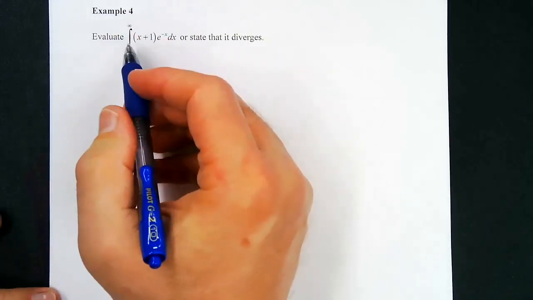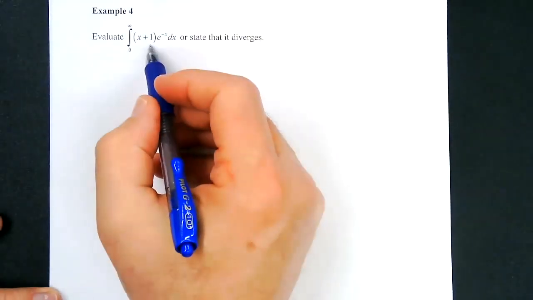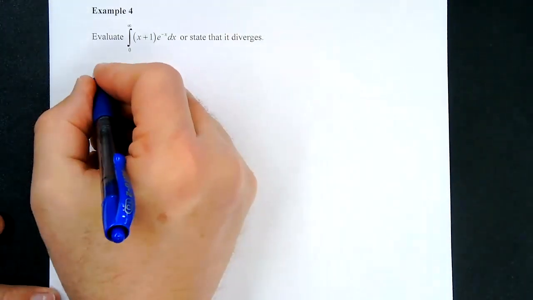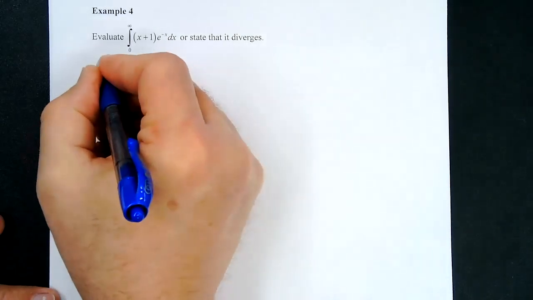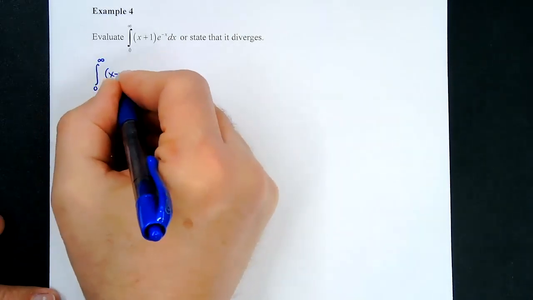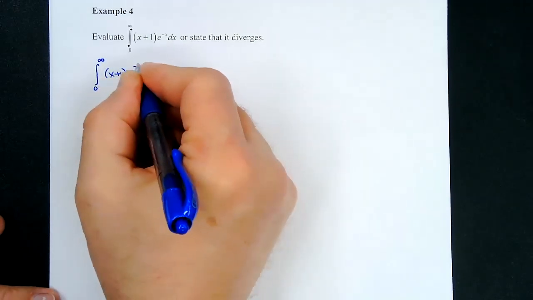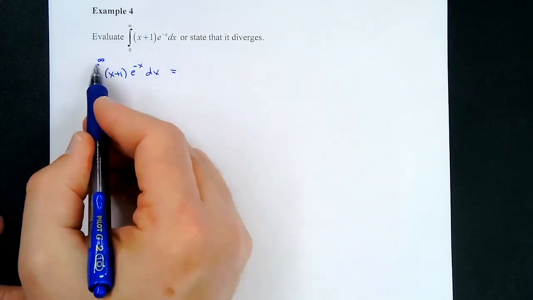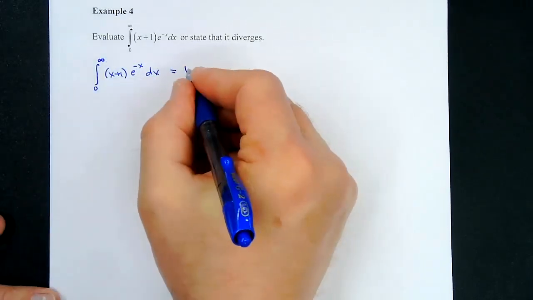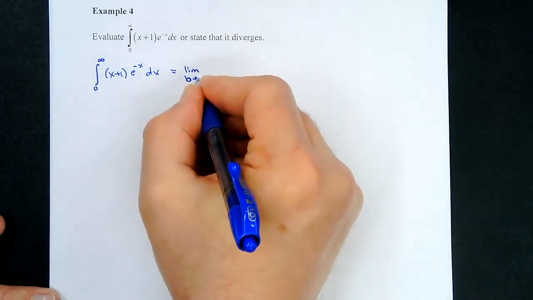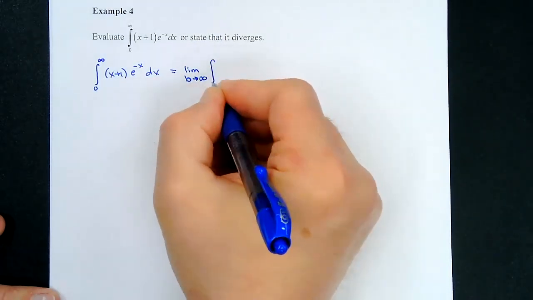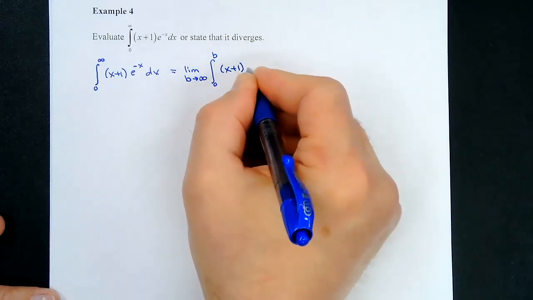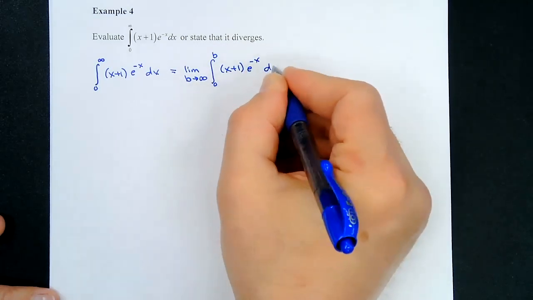So for this next one, we want to evaluate the integral from 0 to infinity of x plus 1 e to the -x dx, or state that it diverges. So once again, the integral from 0 to infinity of x plus 1 e to the -x dx is equal to, we're going to replace this infinity with a b. So we're going to make the limit as b goes to infinity, the integral from 0 to b of x plus 1 e to the -x dx.